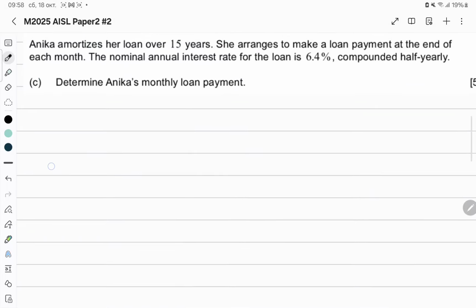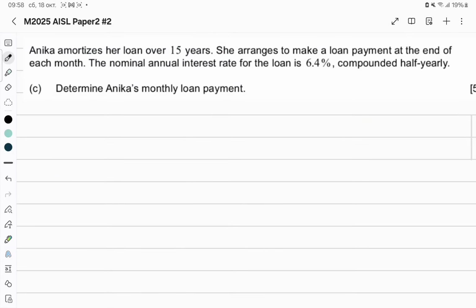Now next, part C. Anika amortizes her loan over 15 years. She arranges to make a loan payment at the end of each month. The nominal annual interest rate for the loan is 6.4, compounded half yearly. Determine Anika's monthly loan payment.